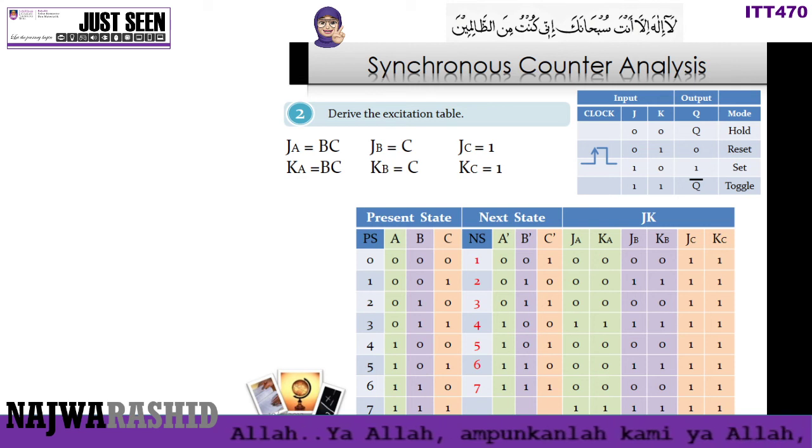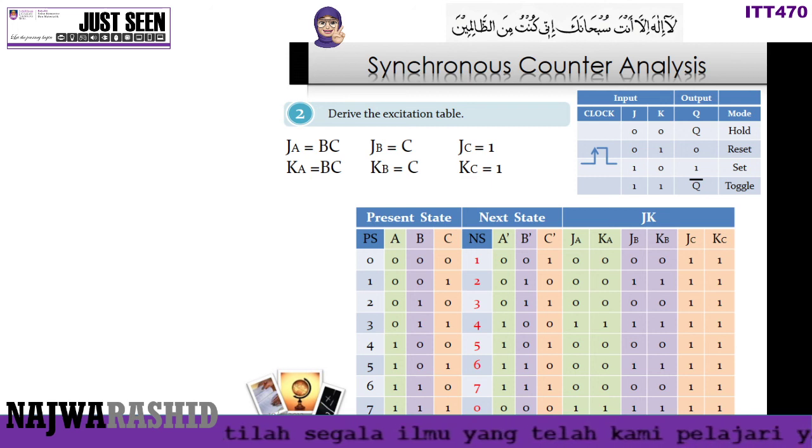And then the last row, you have 1, 1 at JA and KA. So hold the value 1. At here 1. At here, 1, 1, toggle the value. This one is 0. Okay, this one is 0. This one is 0. So at last you get 0, 0, 0. So the number is 0. So now you already complete your excitation table.